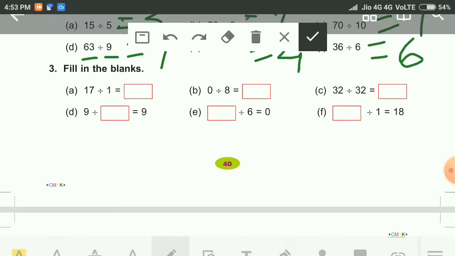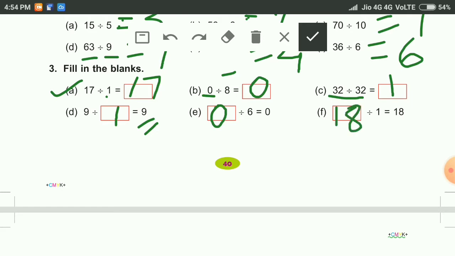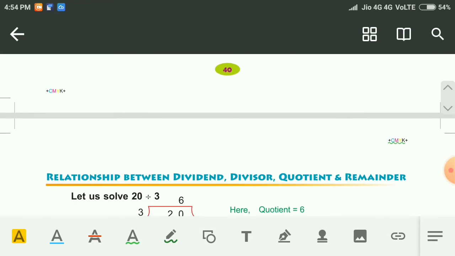Now question number 3. 17 divided by 1. Any number divided by 1 is the number itself. We write here 17. 0 divided by any number is 0. 32 divided by 32 is 1 and 18 divided by 1 is 18. Now the next page.